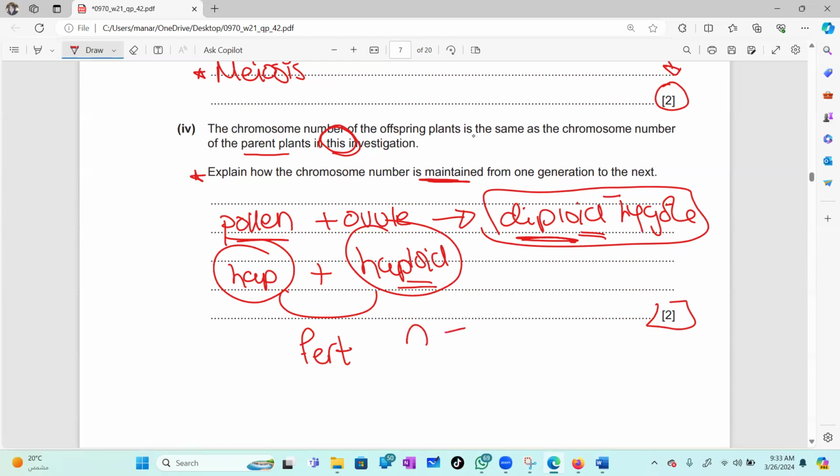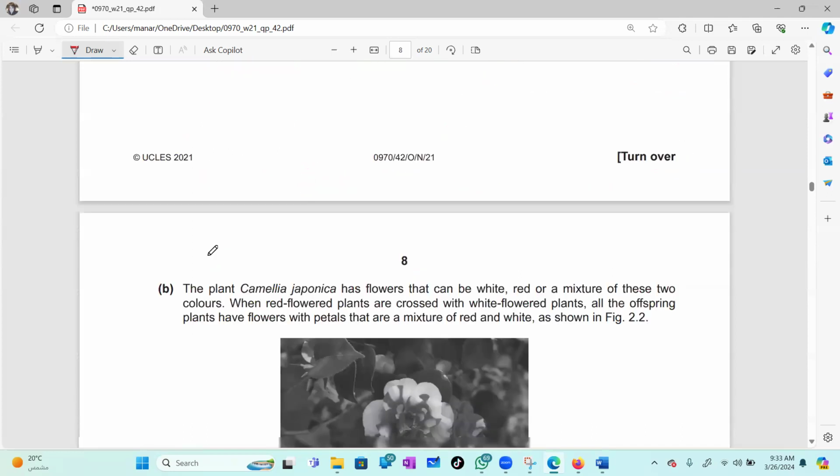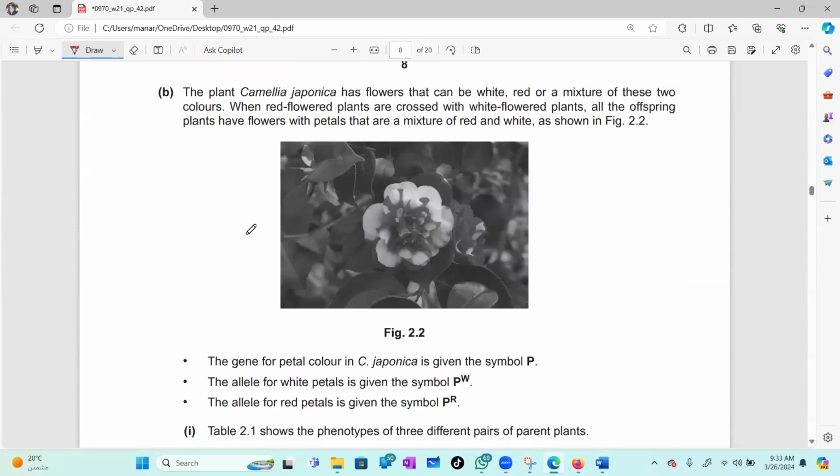Or n plus n will give me 2n. Anything that indicates the haploid and the diploid numbers. I hope you wrote that. Okay, nothing here we did not take before. If you have any questions, stop me.